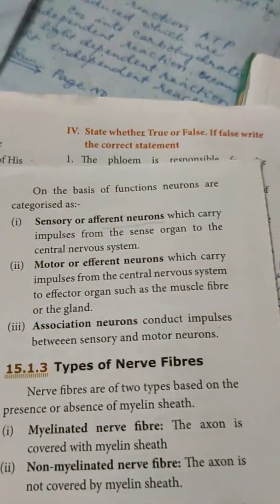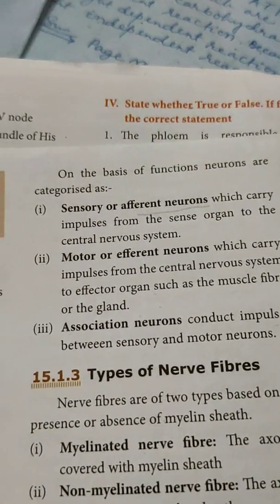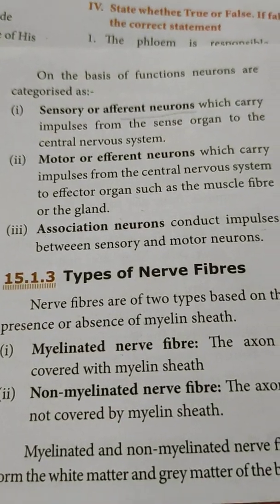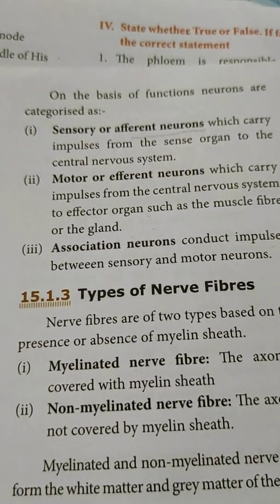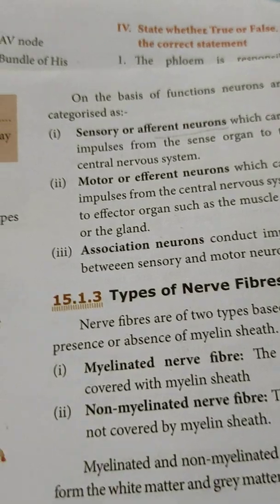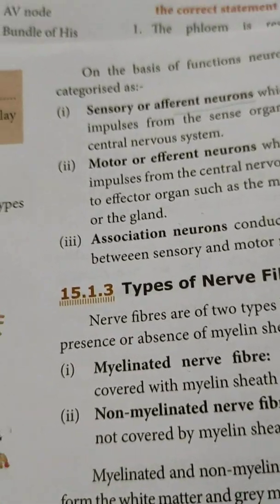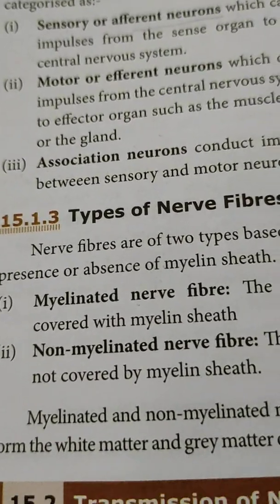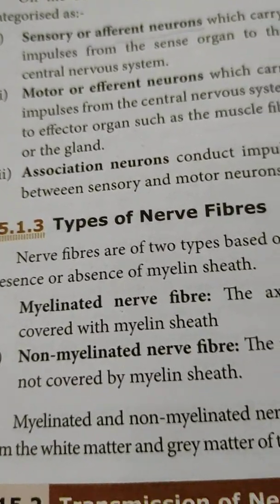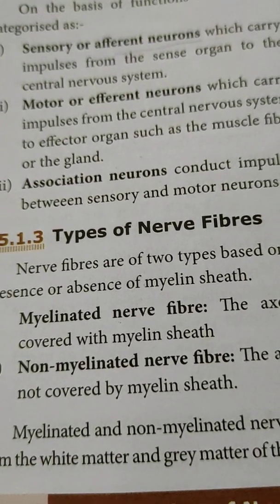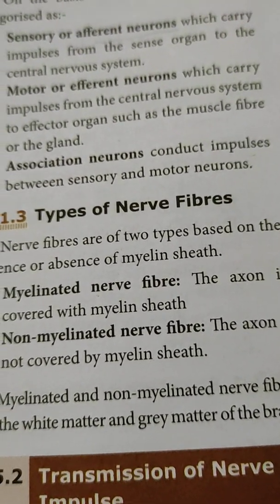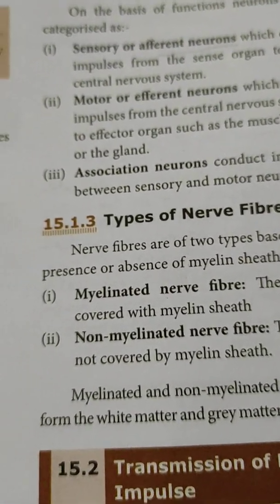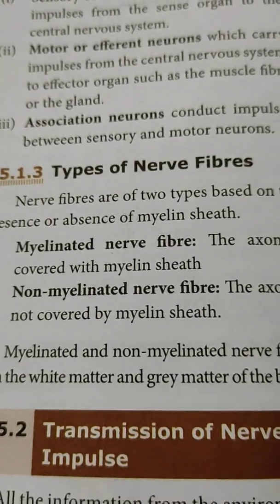So functionally, the neurons are classified into three types. What are they? The sensory afferent neuron carries the impulses from the sense organs to the central nervous system. The efferent or motor neuron carries the impulses from the central nervous system to the effector organs. The association neuron carries impulses in between the afferent and efferent, sensory and motor neurons. That's all till here. Now one more small part I will be discussing: types of nerve fibers.